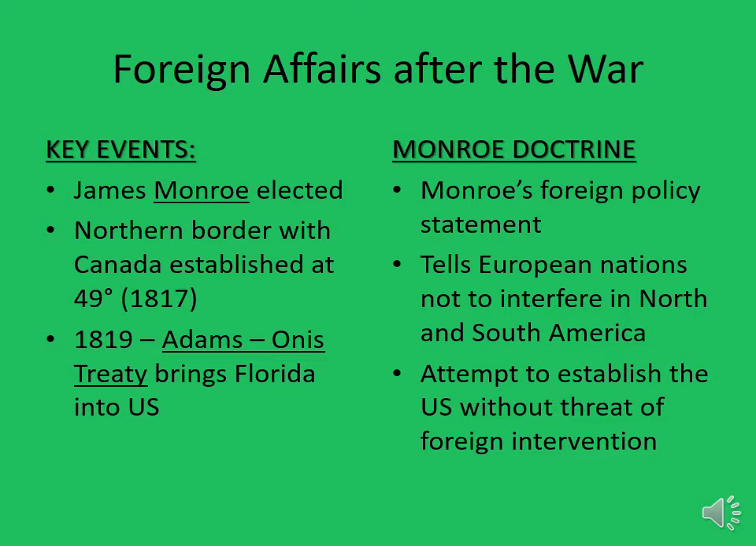So basically they said to just leave both North America and South America alone, and this attempts to establish the United States without a threat of foreign intervention, meaning they didn't want other countries from like Europe or Asia to come over into this part of the world, basically.